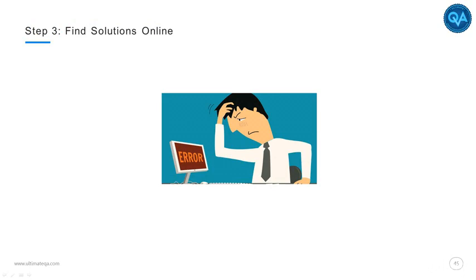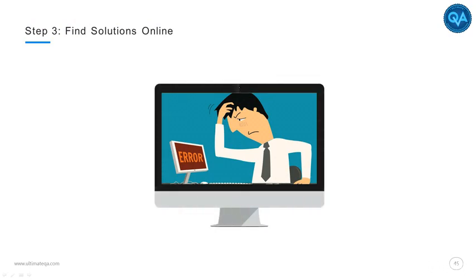If none of those solutions work, you can move on to step number 3, which is finding solutions online. This is what makes you an amazing QA engineer.